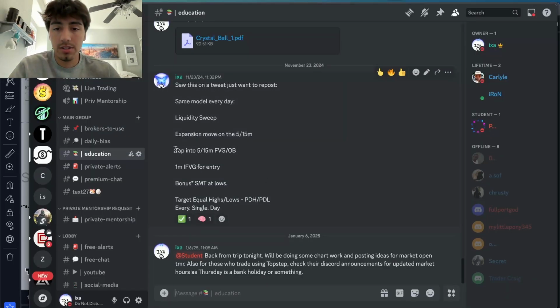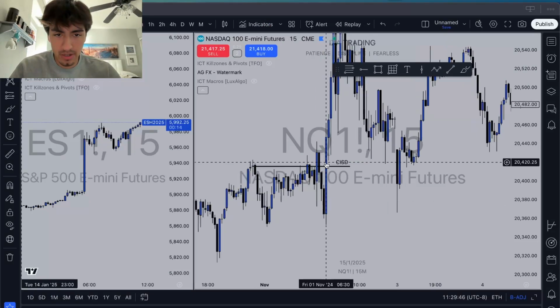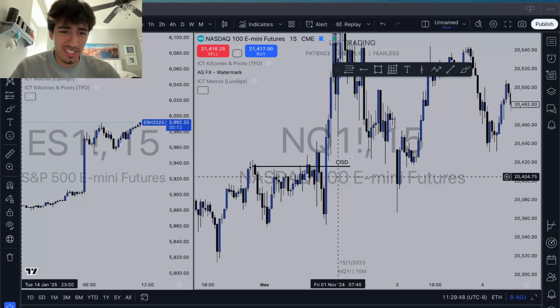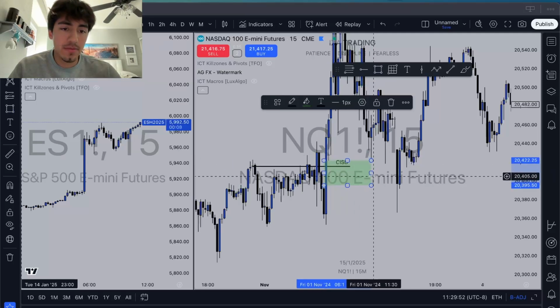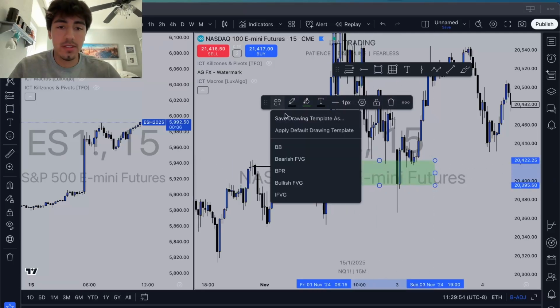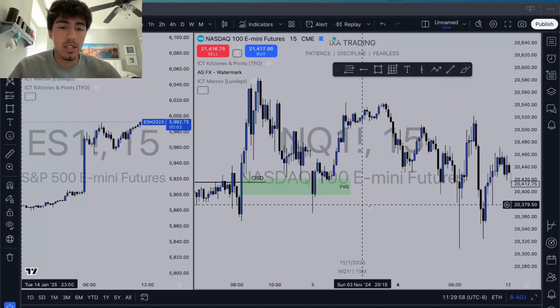Our third step, which is to tap into a 5-minute fair value gap, 15-minute fair value gap, or an order block. So if we go back to the chart, we look, okay, here's the 15-minute. We have an order block here as well with CISD, right? So we can wait for an entry, right? And take this 15-minute fair value gap. This could be entry. This would be an okay trade, right?